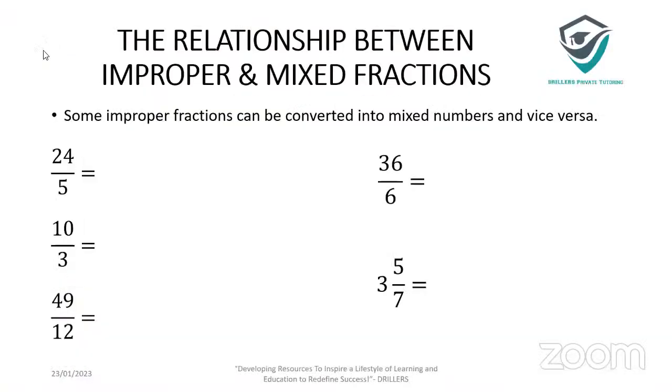Right. So if we have a mixed number, I want to convert it. So this one is 4 and 4, this is 3 and a third, this is 4, 1, 12.